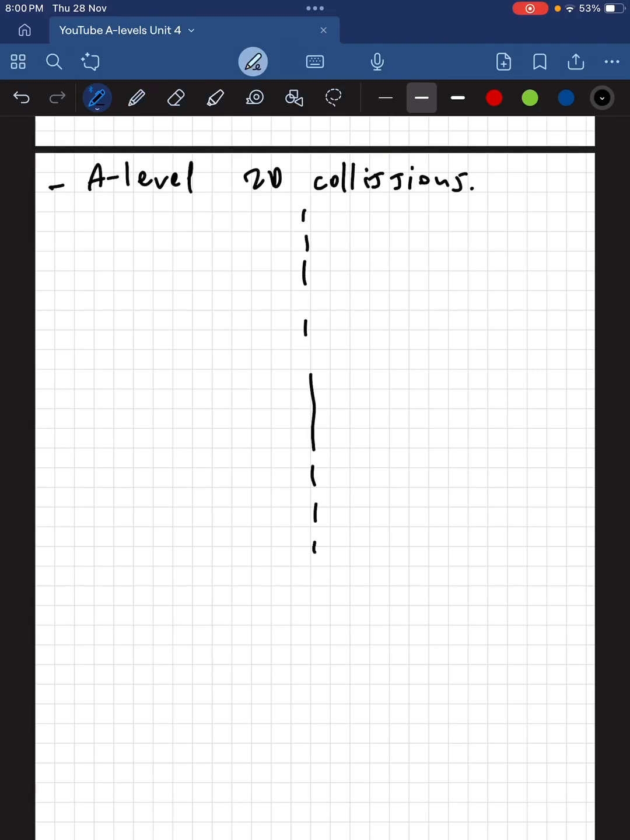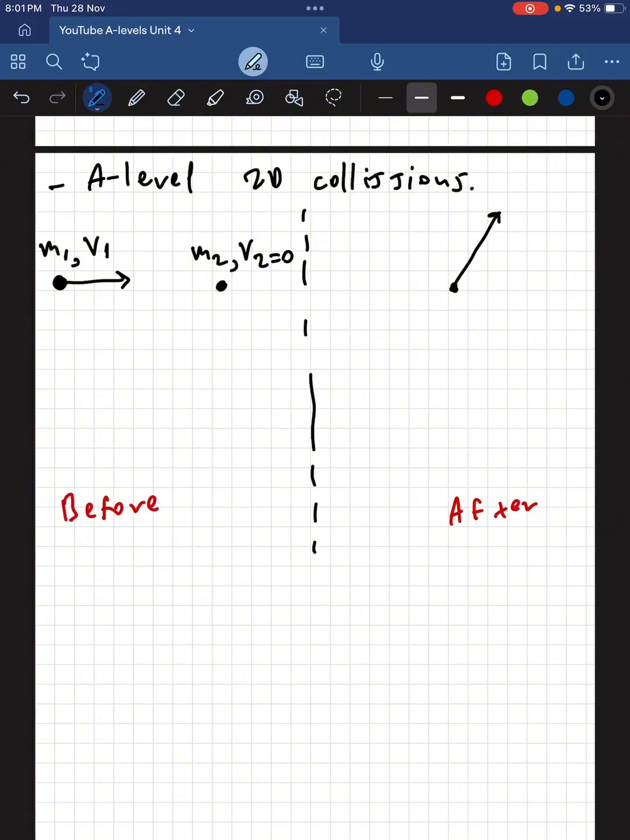So a possible scenario might be the following. Again, I divide my space into a before the collision and an after the collision space. Let's say I have, maybe the same cue ball as before, some object that has mass m1 and travels with velocity v1 to the right. It collides with some mass m2, which is stationary. So that's the situation before.